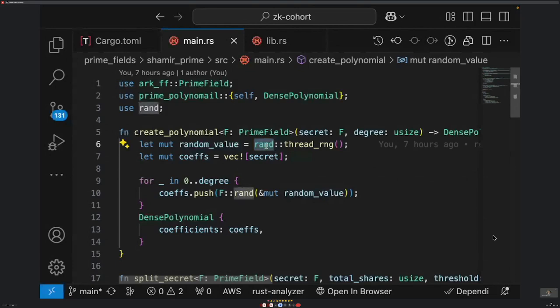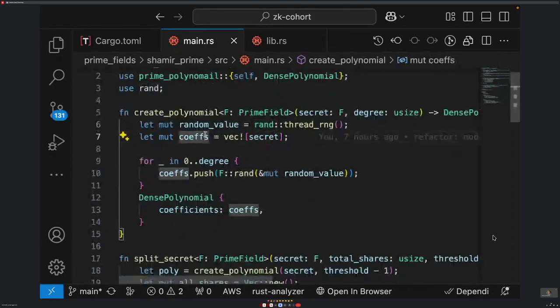Then here we have coefficient. So I'm now initializing a vector. The first position of the vector, if you can check, at index 0, I'm putting my secret there. Are you getting? At index 0, I'm putting my secret there. Then now see what I'm going to do.